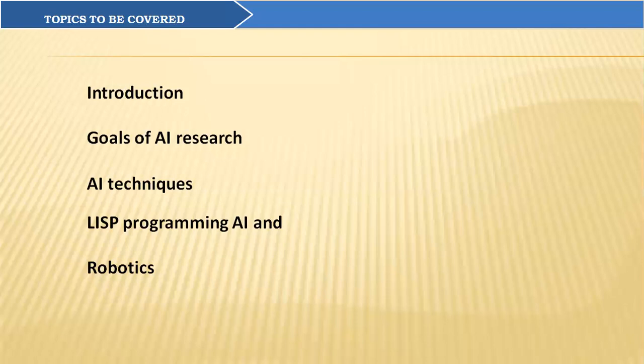The topics to be discussed are the basic introduction related to artificial intelligence, how self decisions will be taken based upon the situations that arise within the industry, what the goals of artificial intelligence research are, and what the different techniques are that exist for the implementation of an artificial intelligence system within robotics.